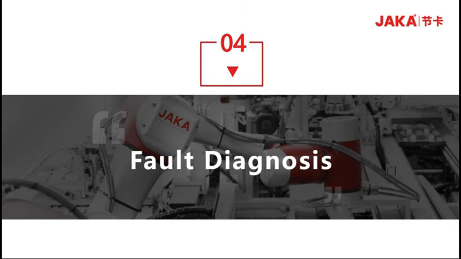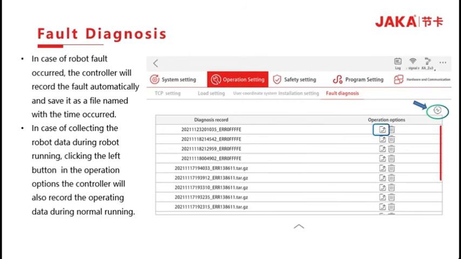Fault diagnosis. In case of robot fault occurred, the controller will record the fault automatically and save it as a file name with the time occurred. In case of collecting the robot data during robot running, clicking the left button in the operation option, the controller will also record the operating data during normal running.